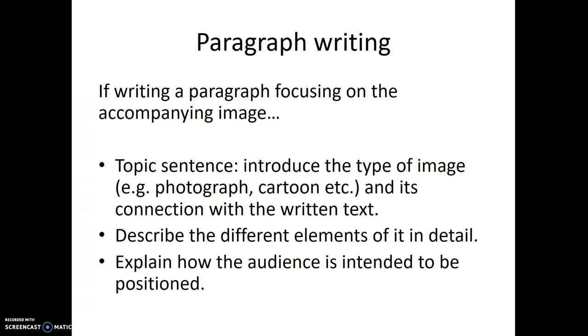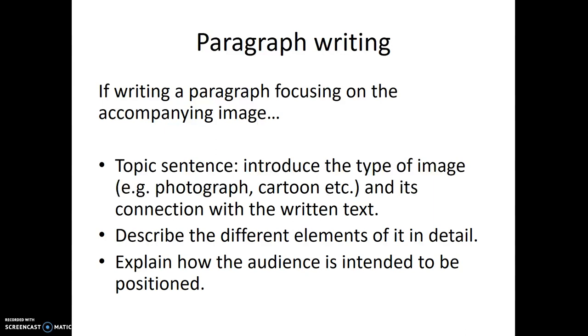Okay, so let's talk about paragraph writing, and I've already alluded to this before. So if you're writing a paragraph focusing on the accompanying image itself, then I would advise you to have a topic sentence that introduces the type of image and its connection with the written text. So for example, if we look back at the photograph of the model, you might say that the author has included a photograph of a model in order to reinforce the horror and disgust that the audience is meant to feel from reading the written text. Okay, just a quick little topic sentence there.